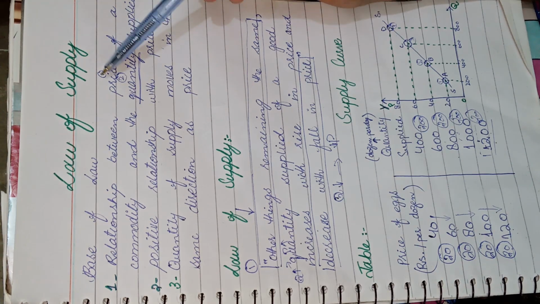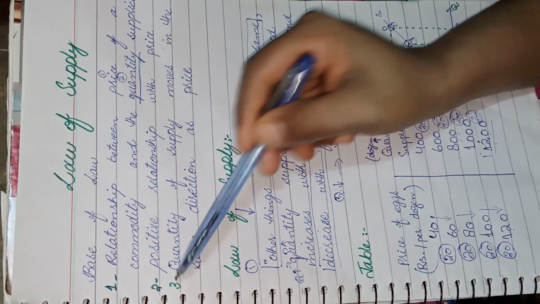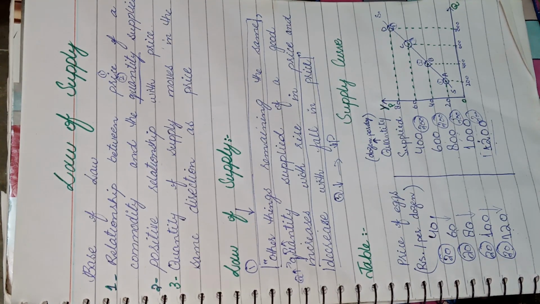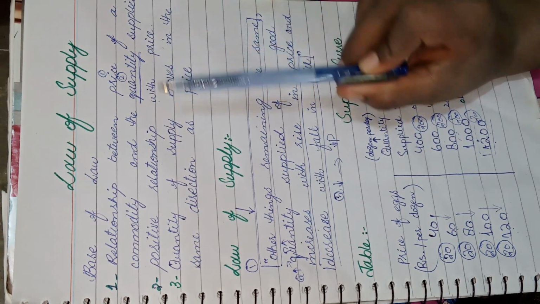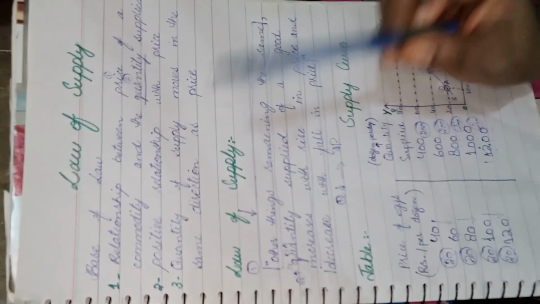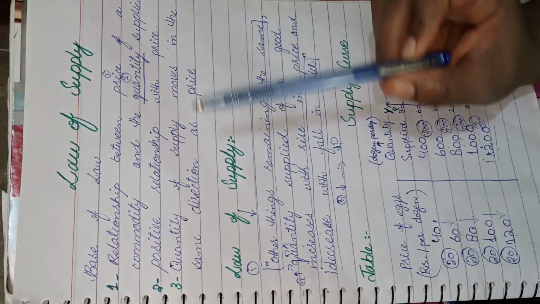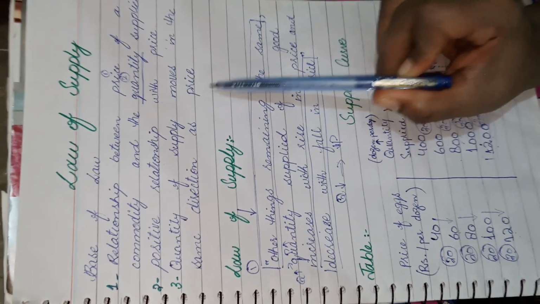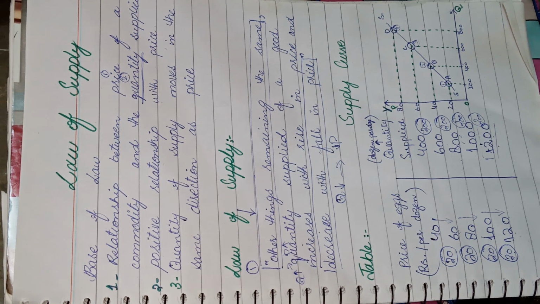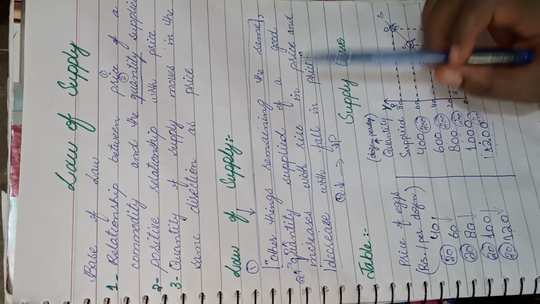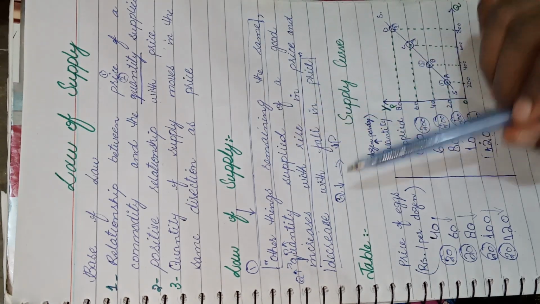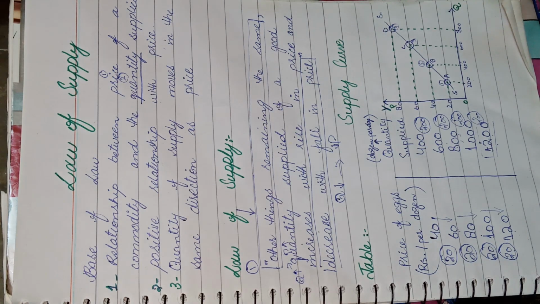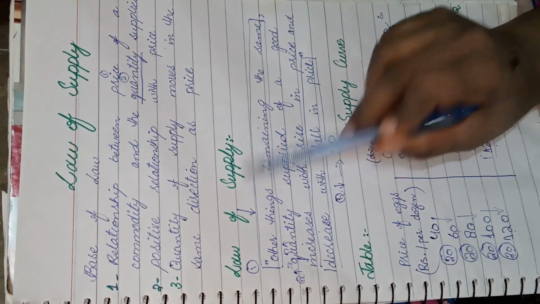So if we summarize these 3 points, we can say the law of supply expresses the relationship between the price of a commodity and the quantity supplied. Normally, we can say that supply has a positive or direct relationship with price. Quantity supplied moves in the same direction as price. Same direction means more quantity is supplied at a higher price and vice versa. Vice versa means that less quantity is supplied at a lower price. Understand?